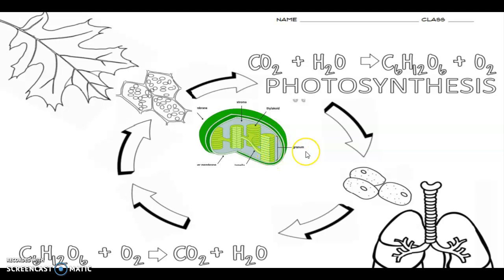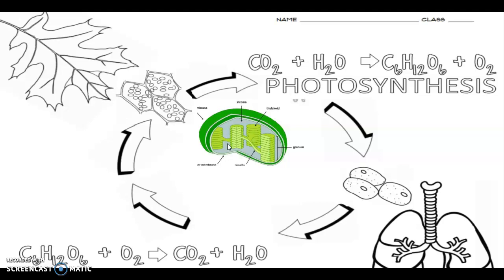Now the word granum is singular. If I were referring to all of these stacks, I would say grana, that's plural. And then located around it is something very similar to cytoplasm. It's called the stroma. So there are two basic steps of photosynthesis.